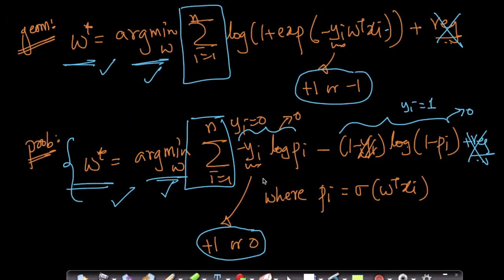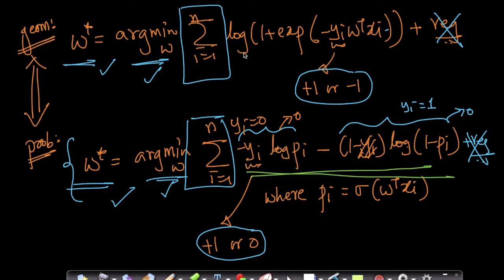Using very, very simple algebraic transformations, we have shown that geometric and probabilistic formulations of logistic regression are one and the same. So in some textbooks, you will actually find this formulation of logistic regression and not this form. But it's important to note that they're exactly the same thing.